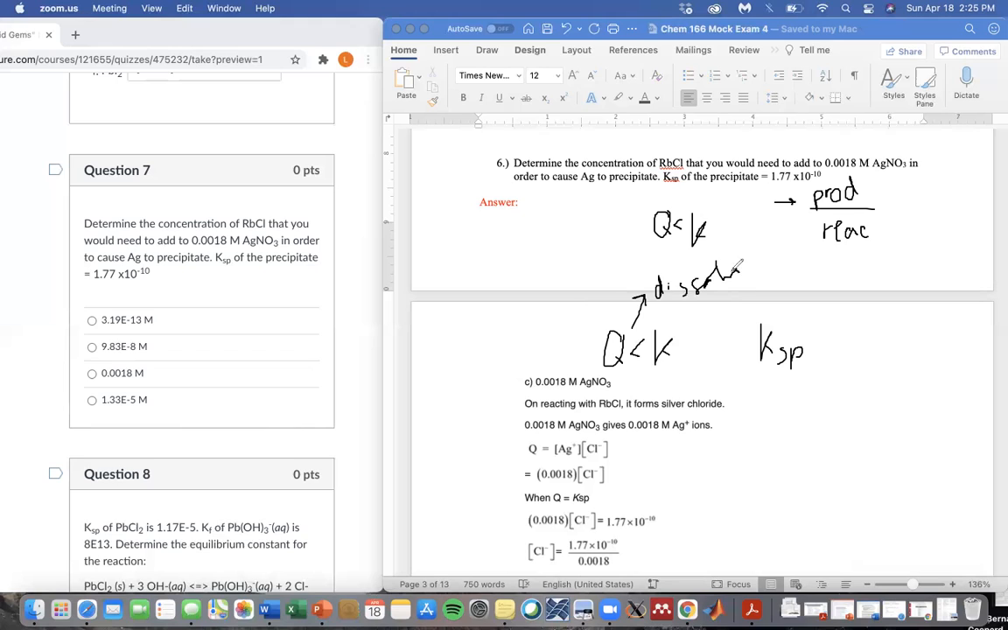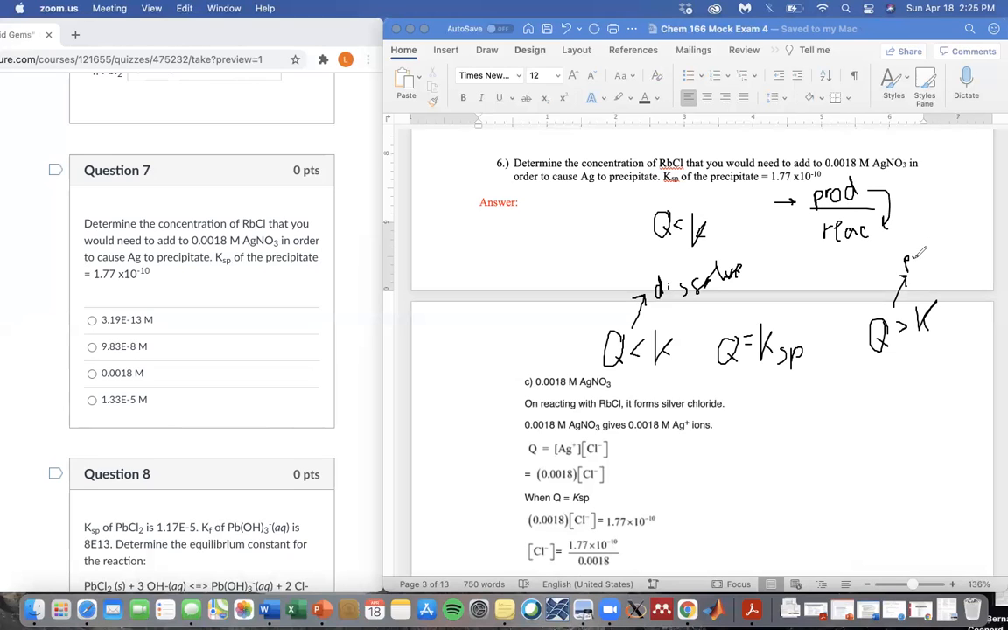If you have Q equals K, if you're at your KSP value, that means you're at equilibrium, everything's great. You're going to keep moving at equal rates in your forward and reverse reactions. But if you have Q greater than K, you're going to start going back to your reactants because your product concentration is going to be too large. So you need to start forming some of your reactants to get this value lower.